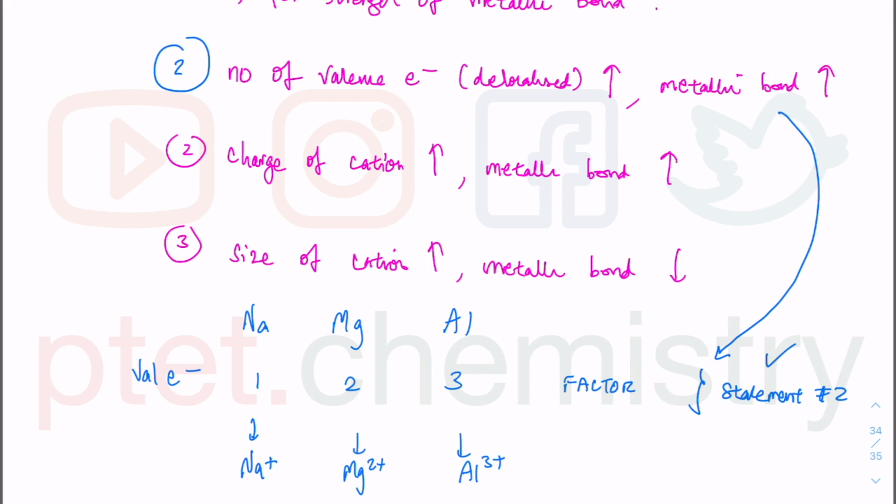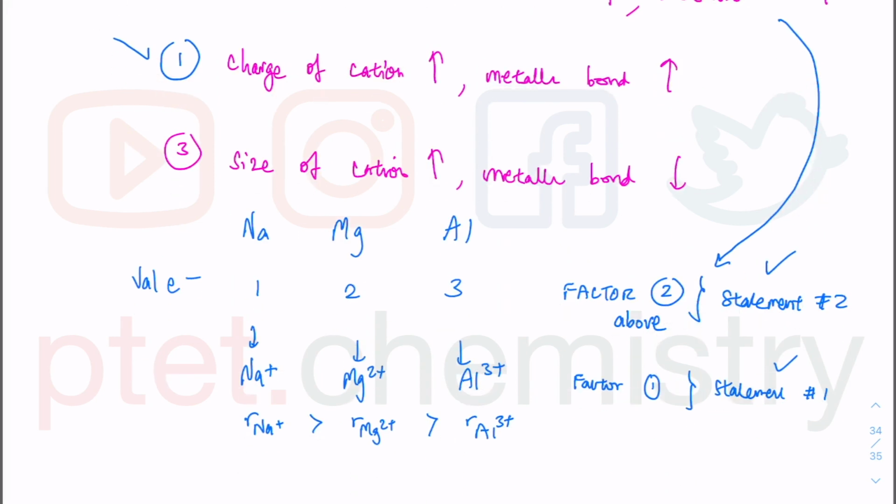All right, factor 2 above. Anyway, and then the number 1, charge of the metal cations, so that is factor number 1 above, so that is statement 1, correct as well. Okay, and then the other one is the radius of the metal ion decreases, so the cation is getting smaller and smaller.